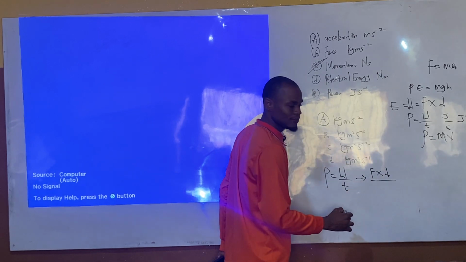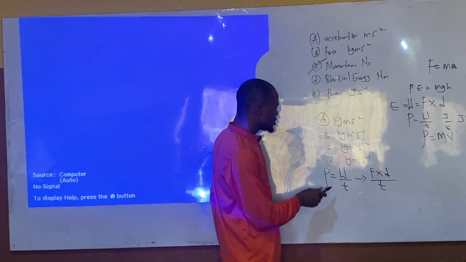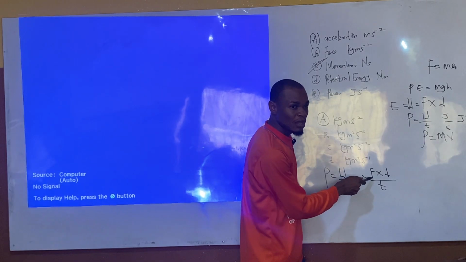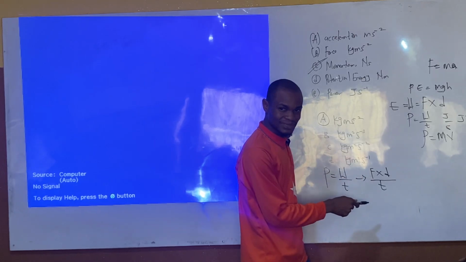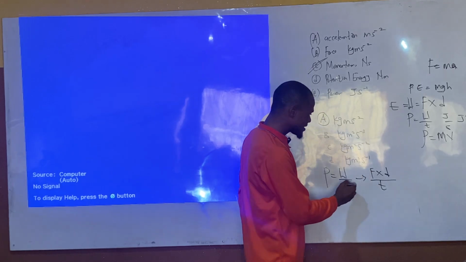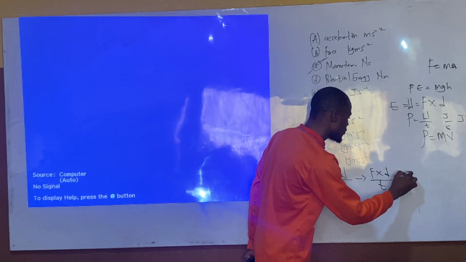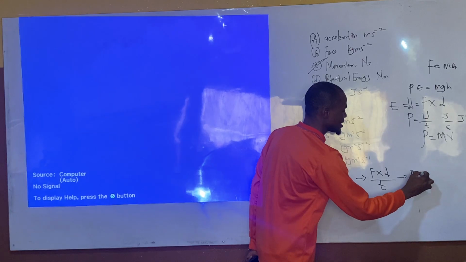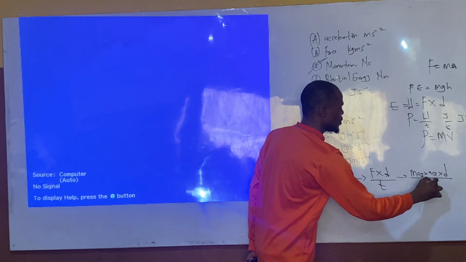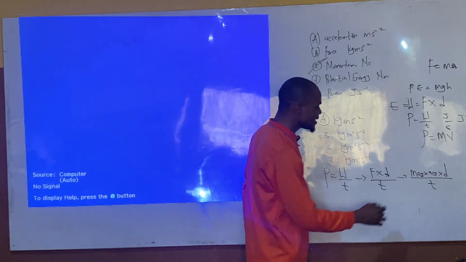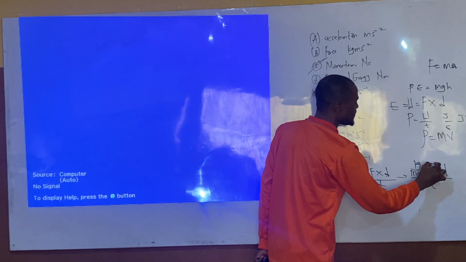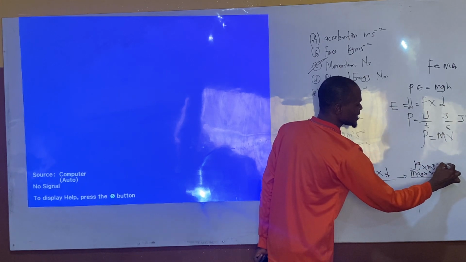Work is force times distance, over time. Look at my unit here: I'm having kilogram, I'm having mass. So I will need the formula for force. Force is mass times acceleration. So power is mass times acceleration times distance over time. The unit of mass is kilogram. The unit of acceleration is meter per second squared.